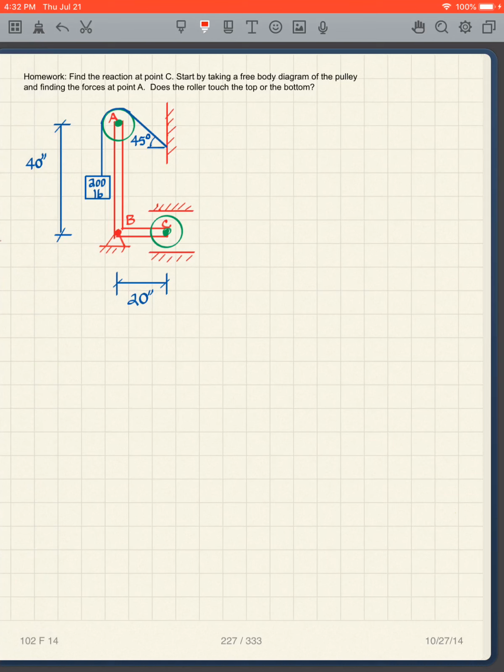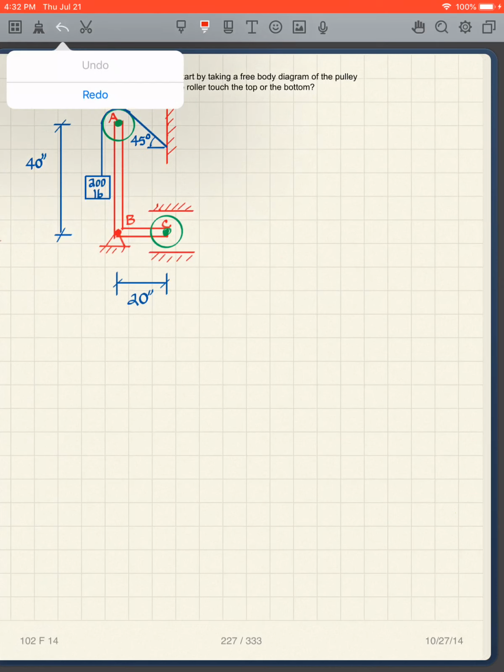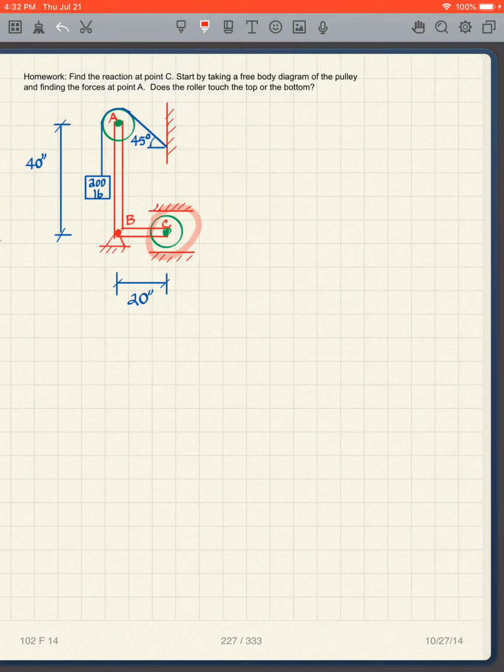Okay, here's another one. And this is a little more nonsensical, but no matter. But I've got the pulley on this piece here with a 200-pound load coming off that pulley and going straight down. And the question is to find the reaction at point C.